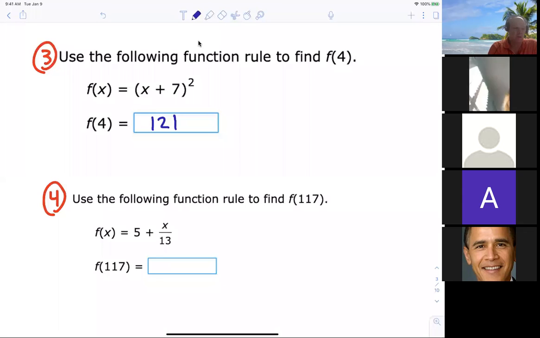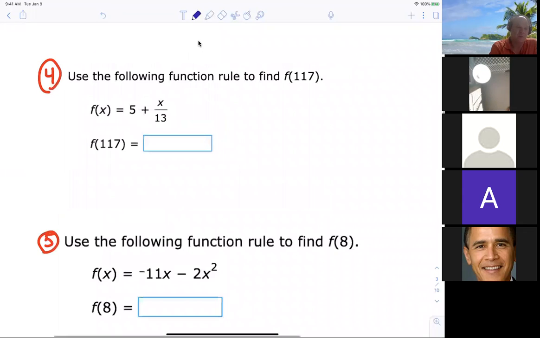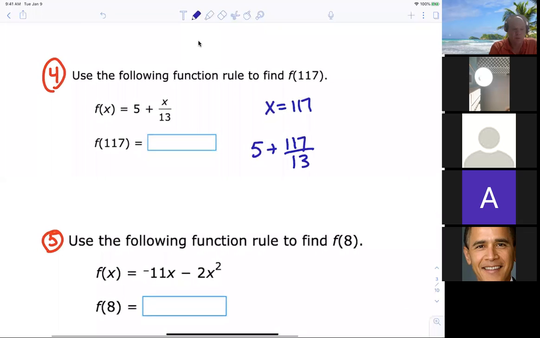All right. On number 4, f of 117 means let x equal 117. So 5 plus 117 over 13. You can just divide 117 by 13 to get the whole number in the fraction, and I'll just tell you that. Then it's just 5 plus 9, which is 14. That's it, guys. Are we allowed to use our calculator on these? I don't really care, actually. It makes no difference to me. But I wouldn't use a calculator on that problem.